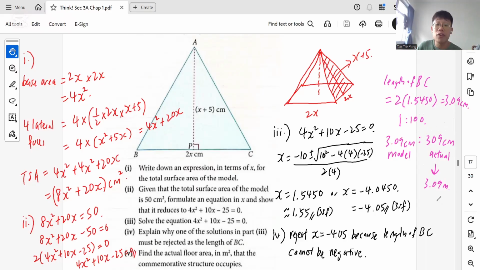Now they want the floor area. I just take 3.09 and square it, and then I have my answer already, because the actual length is 3.09 meters. They want the actual floor area, so just square 3.09. I'll get 9.5481, rounded up to 3 significant figures, 9.55 meter square. So for part five, the answer is actually 9.55 meter square. And this is it for question five.